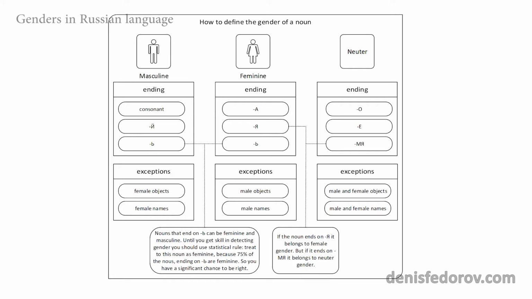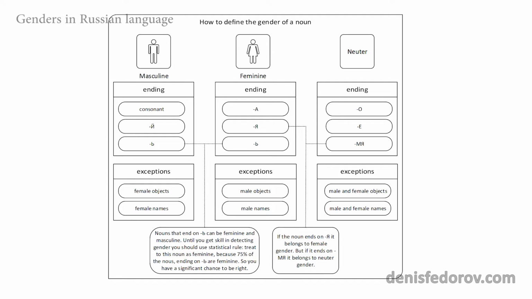Here is the rule how to define the gender. We define gender by the ending of the word. If the word ends on these letters, consonant, и краткая, and soft sign, it has masculine gender. If it ends on these letters, a, ya, soft sign, it has feminine gender. If it ends on these letters, o, ye, mya, it has neuter gender. That's how this rule works. Do not try to remember it right now. Soon we will use these rules in practice.